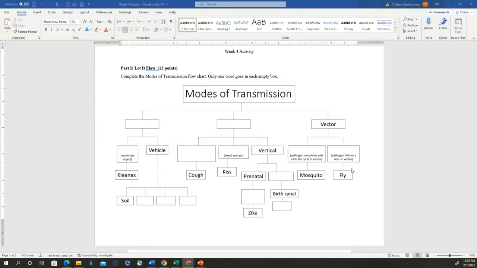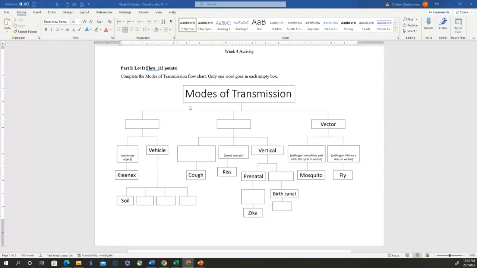So if we look at vector transmission, you know that there are 2 different types of vector transmission. And so I have the definition here in parentheses, but you need to fill in, well, what is the name of that type of vector transmission? And the mosquito is an example of it, okay? So you need to write in the 2 types of vector transmission, one in each of these boxes where it belongs.